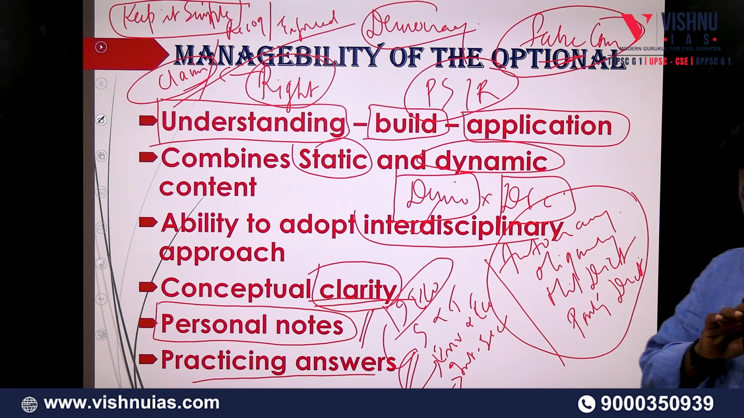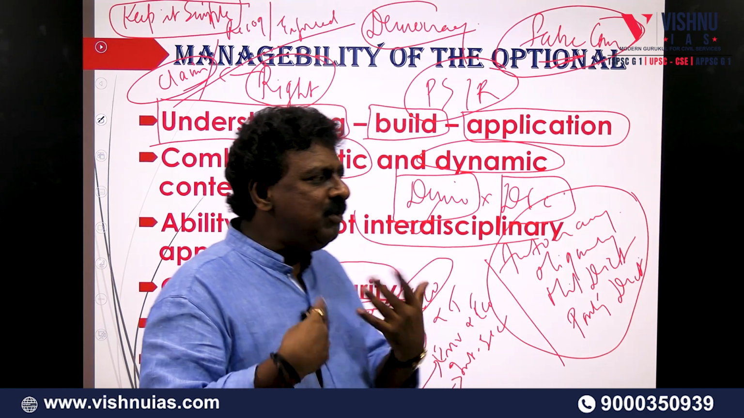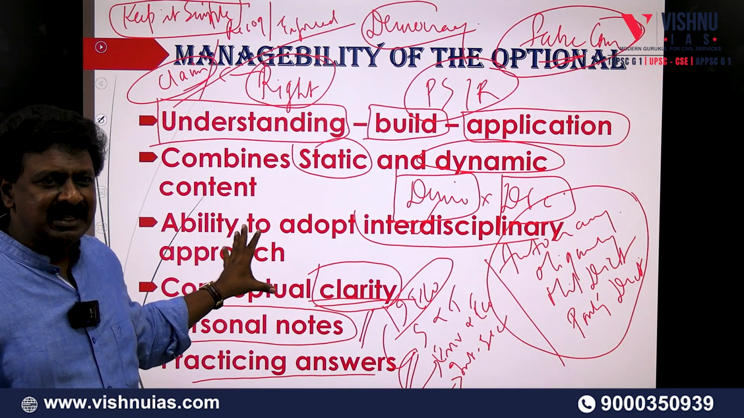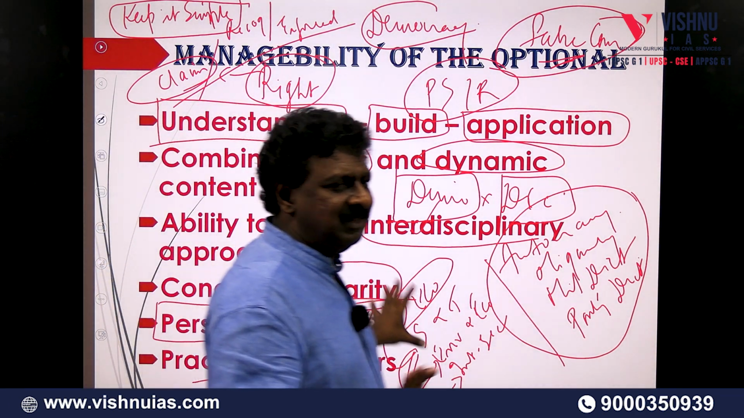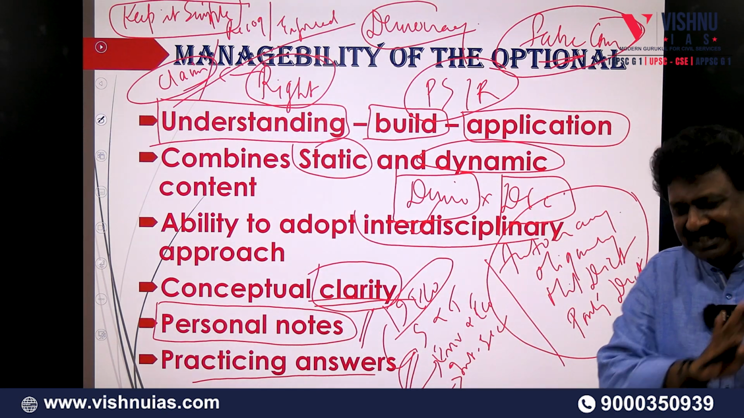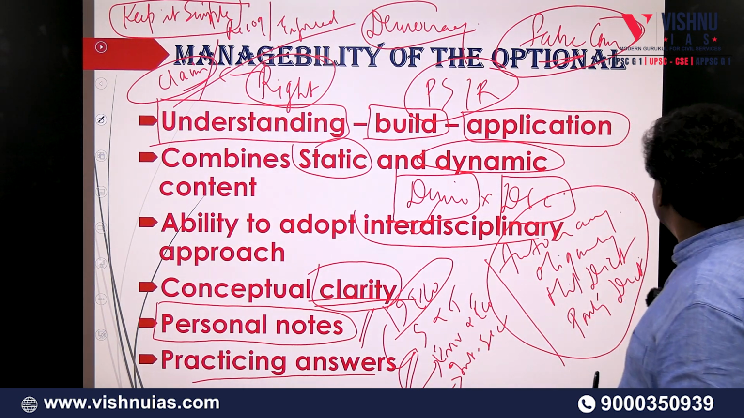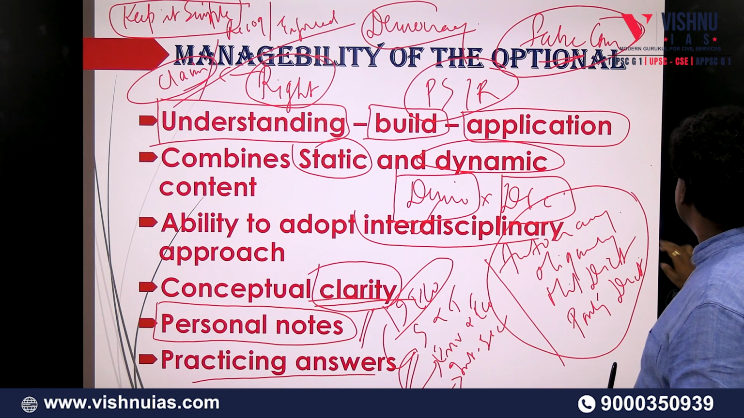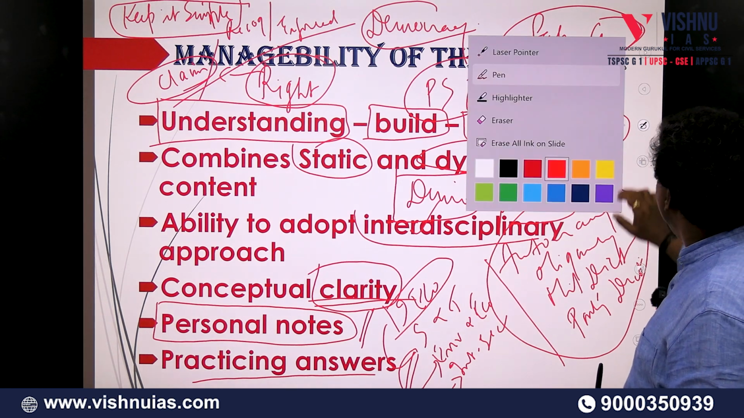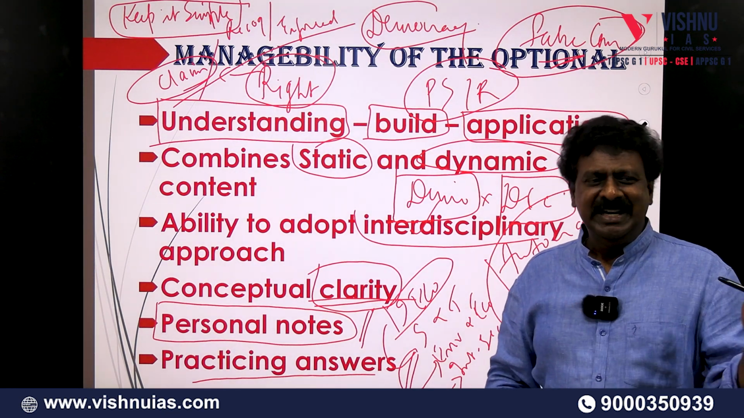I've spoken about the nature of political science. I've spoken about how to make political science a manageable optional. It's a manageable optional, there's no doubt about that. There is nothing that you cannot understand in political science. Let me be very straight and very clear: there is nothing in political science that you cannot understand. Everything in political science can be understood without any doubt.